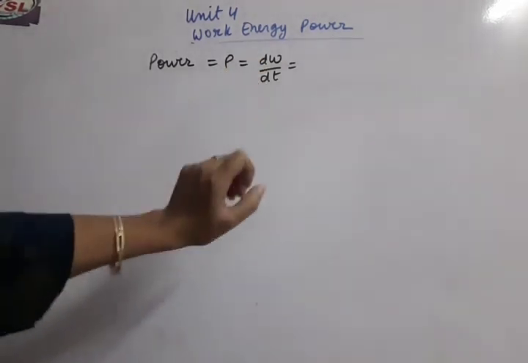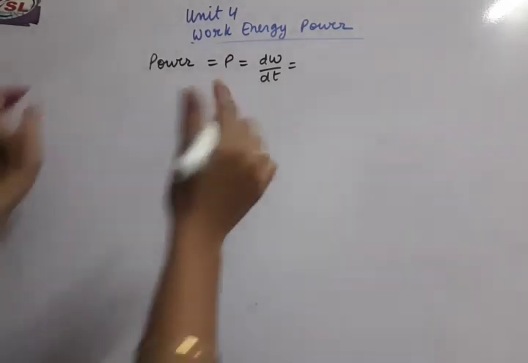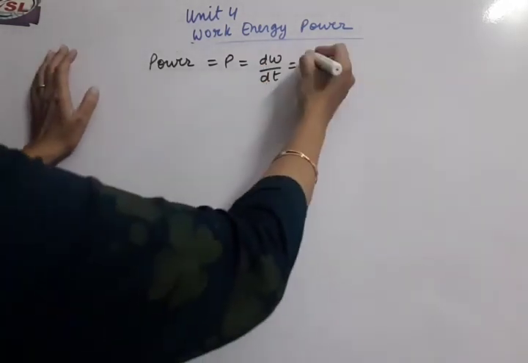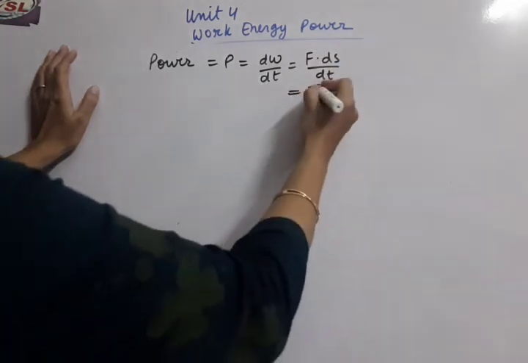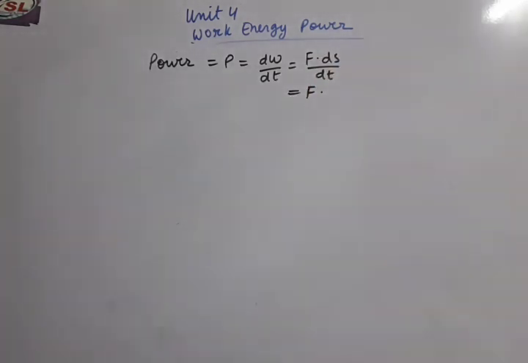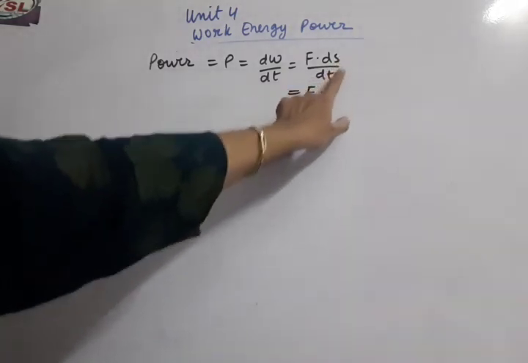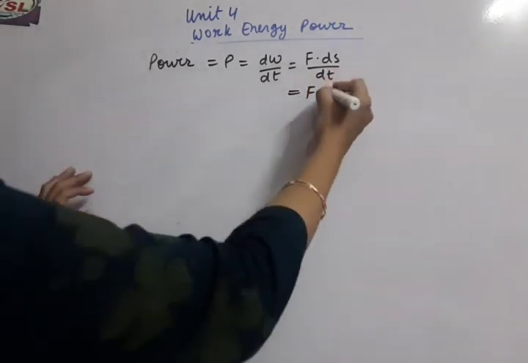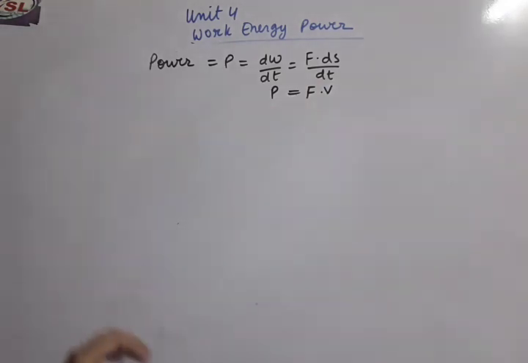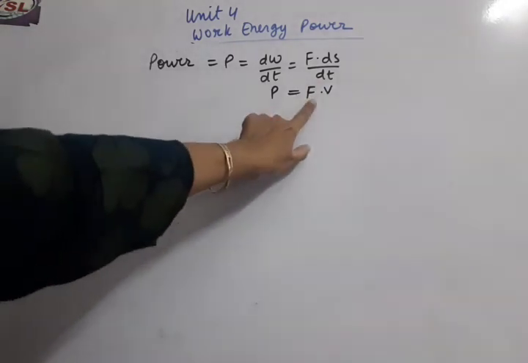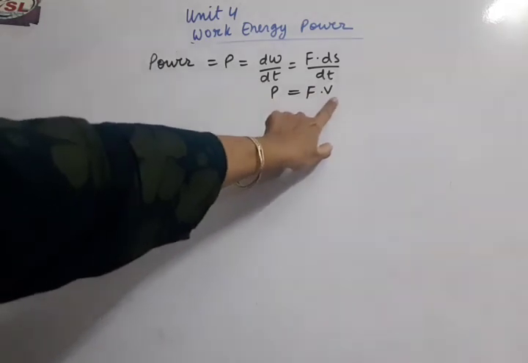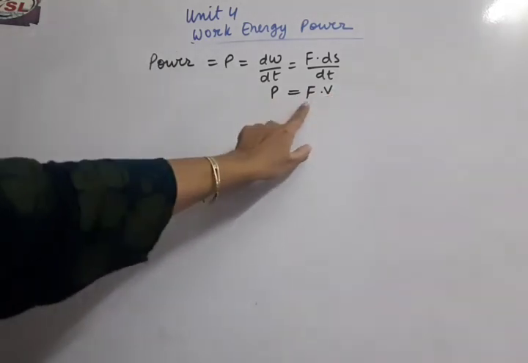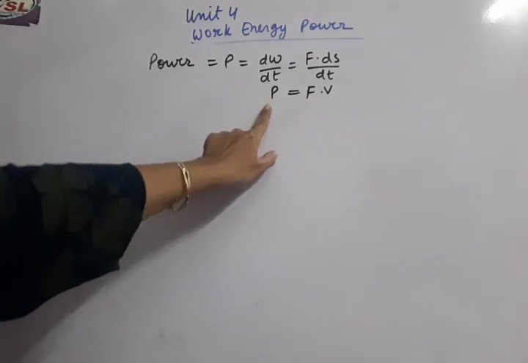Now it's very simple. dW means F dot dx, and dt, when we divide it, that means dt we club together with dx. Finally, we obtain a new formula for the power, F dot v. So from now onwards, remember this formula of power. Power equal to F dot v. Force dot velocity gives us power.